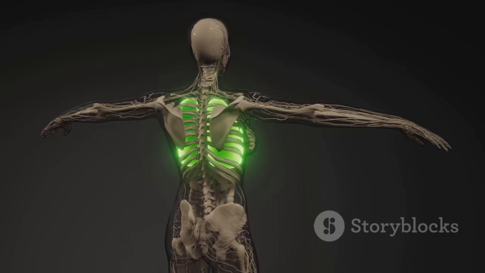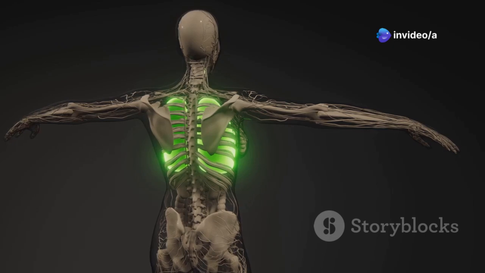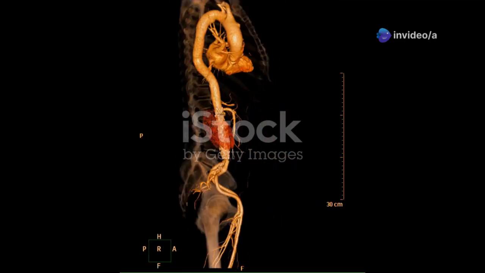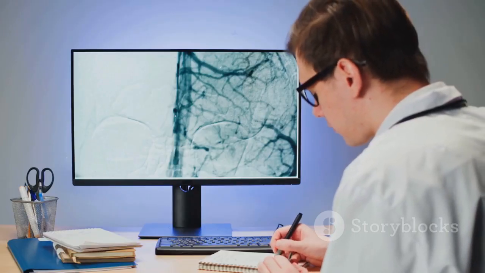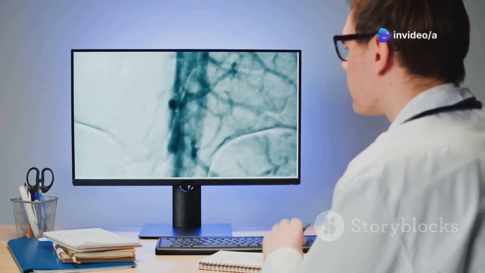Others target medium-sized vessels impacting organs like the lungs, heart, and digestive system, as seen in polyarteritis nodosa. Large vessel vasculitis involves arteries like the aorta and its branches. These types, including giant cell arteritis and Takayasu arteritis, can cause severe complications if left untreated.